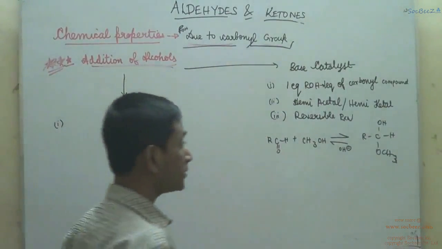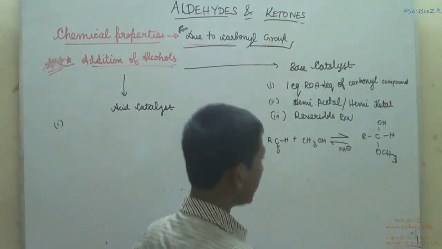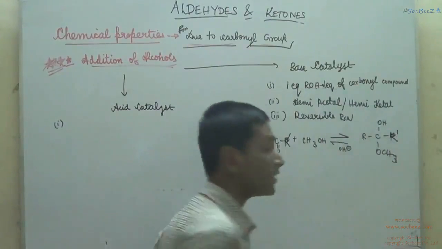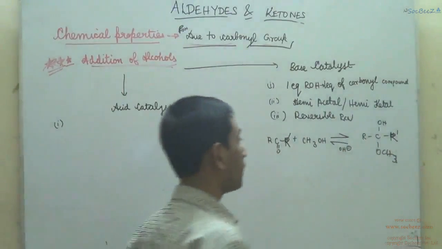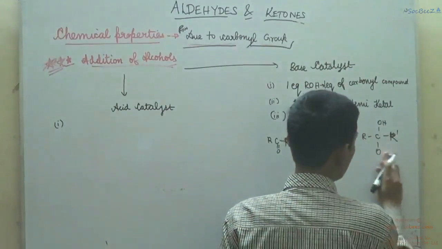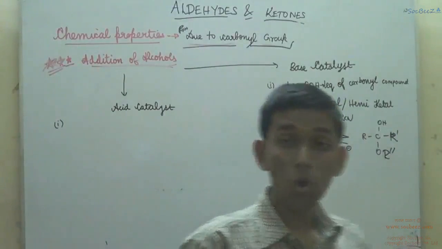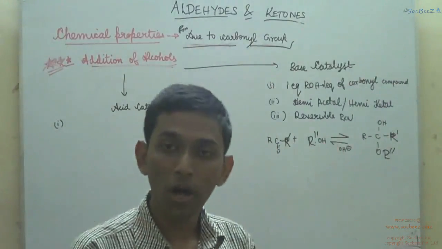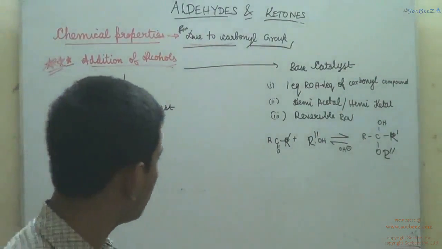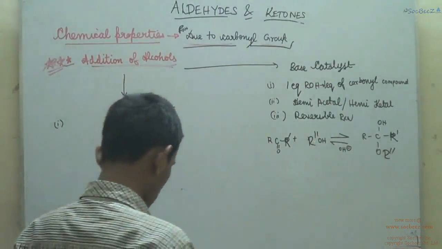Now a compound is called hemiacetal if it's a derivative of aldehyde. If a compound contains OH and OCH3 on the same carbon, it's called a hemiacetal or a hemiketal. Suppose instead of H, I have an R dash, then it would be called a hemiketal. So if OH and OR, let me write it as OR double dash to avoid confusion, if an OR group and an OH group are present on the same carbon atom, then it's called a hemiacetal or a hemiketal.